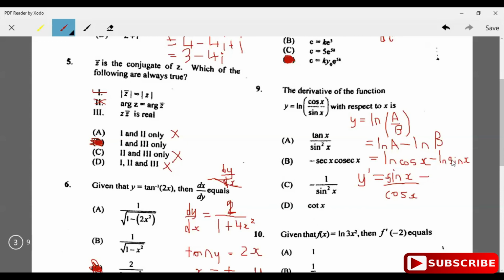Then minus, when I differentiate ln sine x, I'm going to get 1 over sine x times, when I differentiate sine x, I get cosine x. So in the numerator, it's going to be cos x.